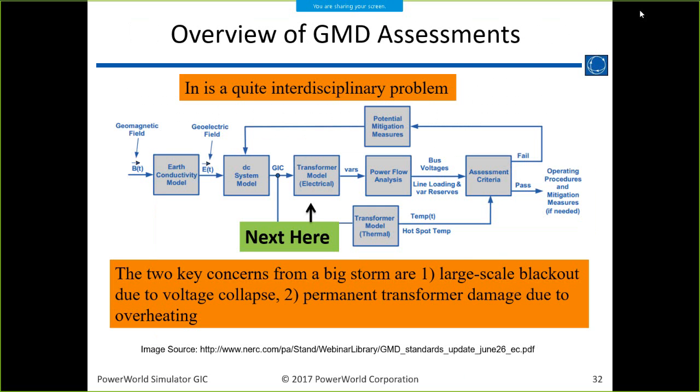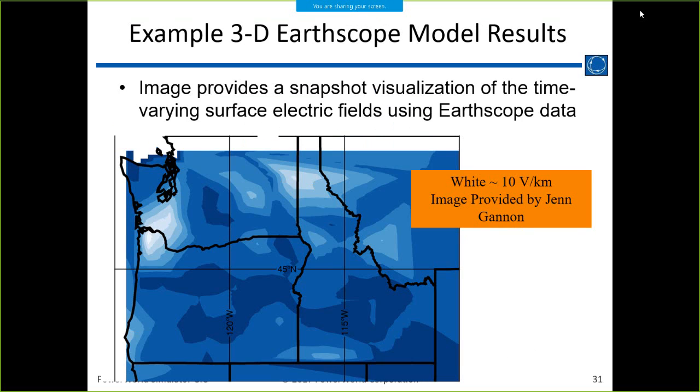Got a good question on the same map. Is that the Earth's conductivity, or is that the voltage? This is showing the induced electric field that you get for a particular geomagnetic storm. And this is a research project, so we had just gotten these out earlier in 2016.